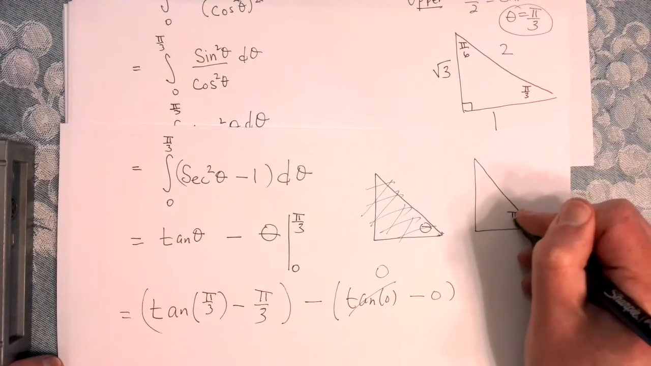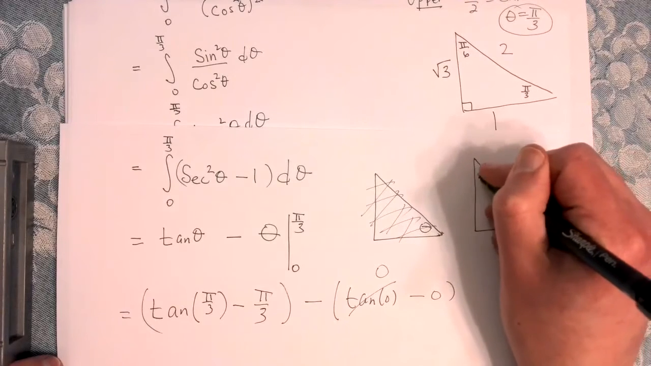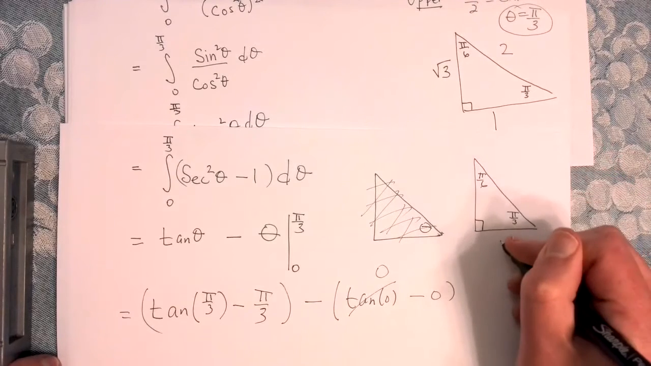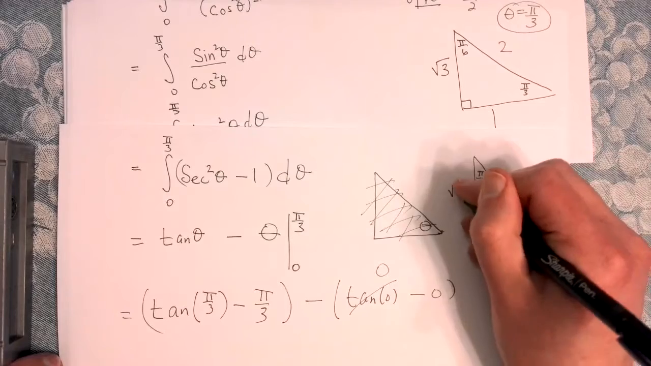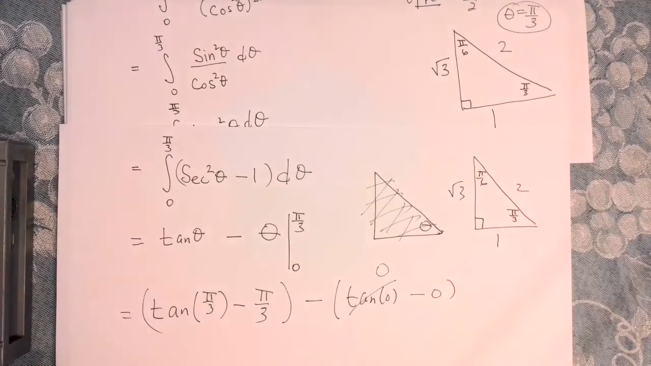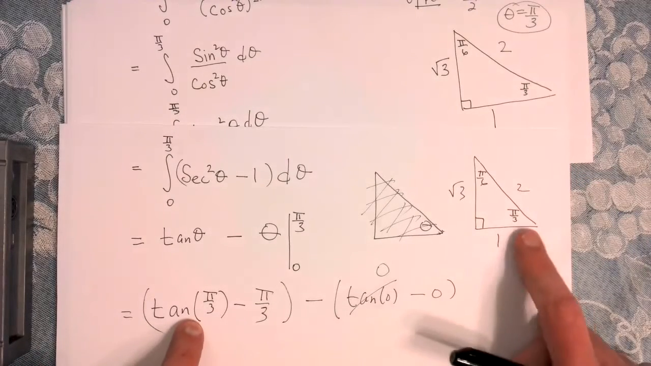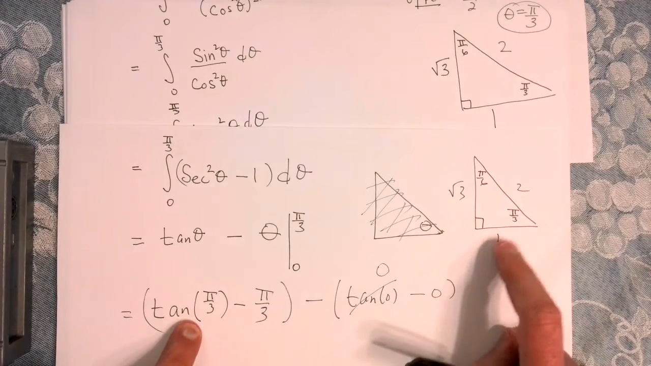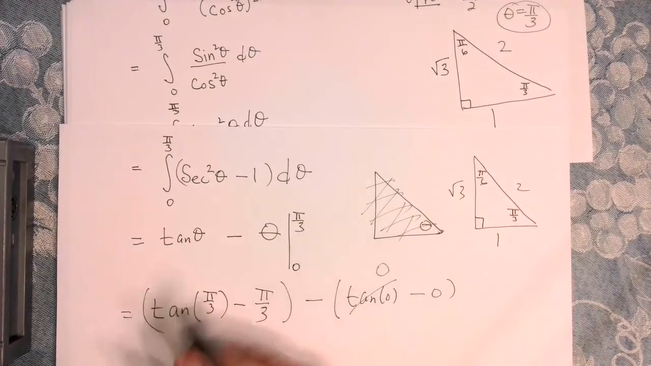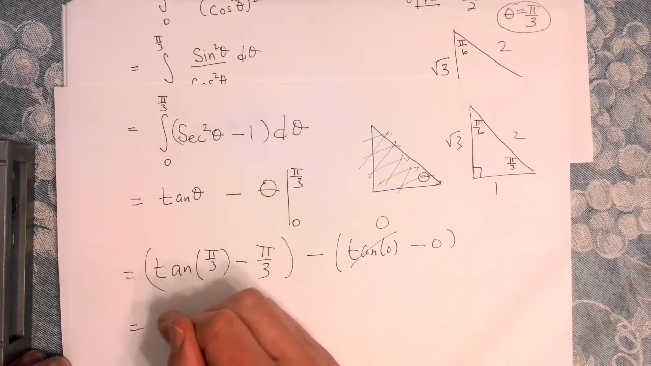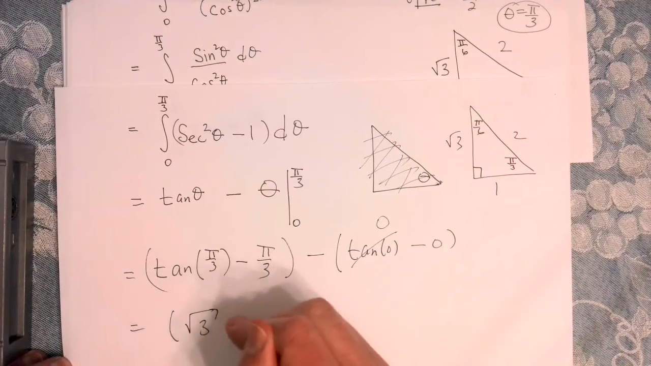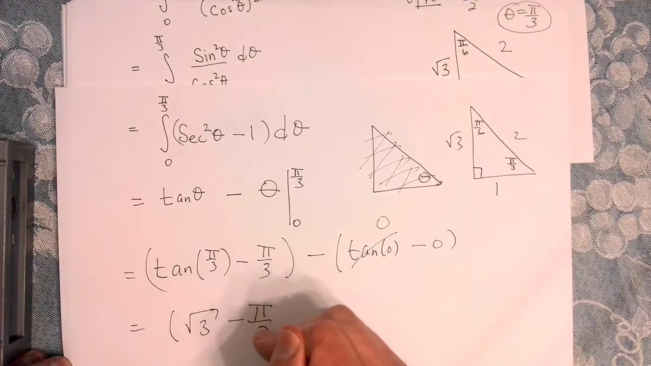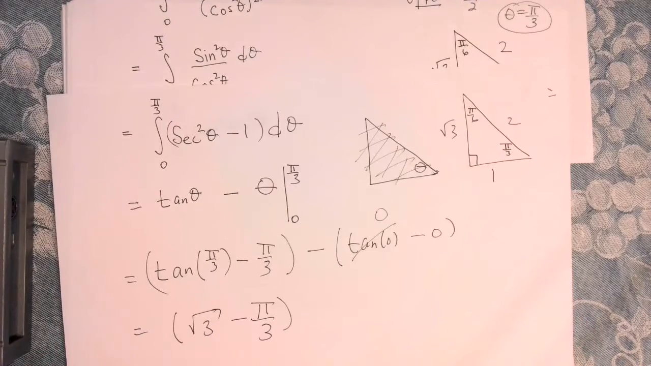Okay, how about pi over 3? There you are. There's pi over 6. And so that's 1, 2, radical 3. Hey, it's right there. All right, so tangent of pi over 3 is opposite over adjacent. So that's going to be the square root of 3. And that's minus pi over 3.